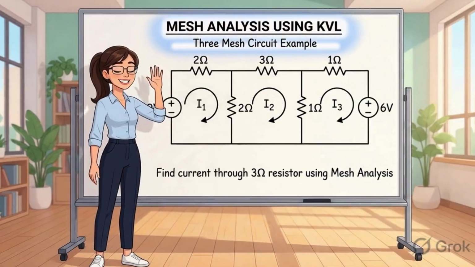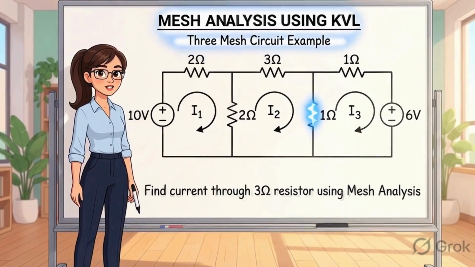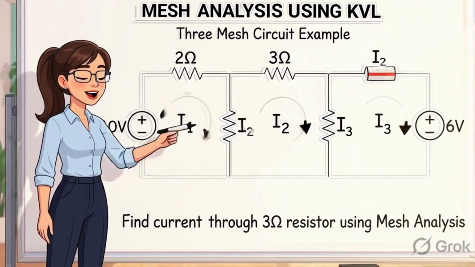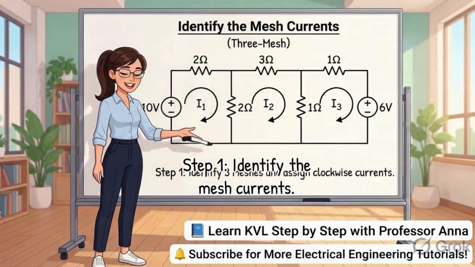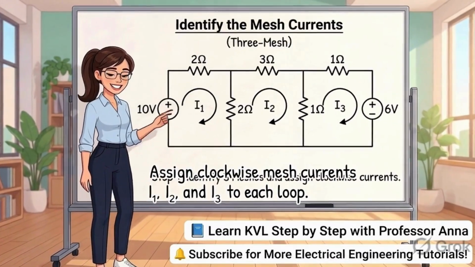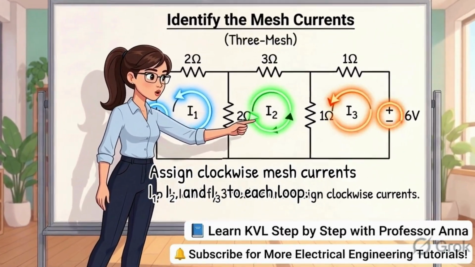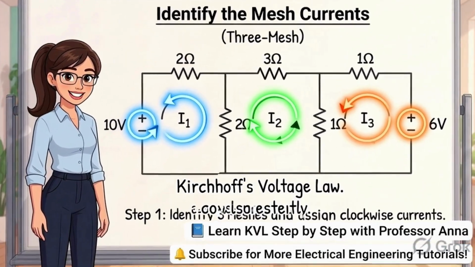Welcome back. Today we'll solve this three-mesh circuit using Kirchhoff's voltage law. Our goal is to find the current through the 3R resistor, step by step. Let's get started. Our first step is to identify the three meshes. We'll assign clockwise mesh currents I1, I2, and I3 to each loop. These assumed directions will help us apply Kirchhoff's voltage law consistently.